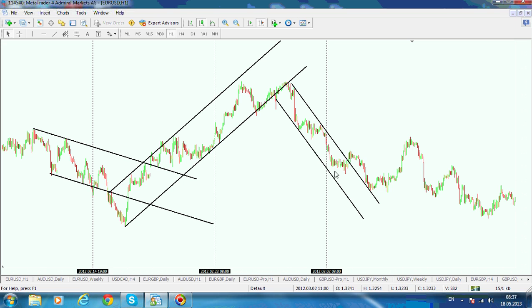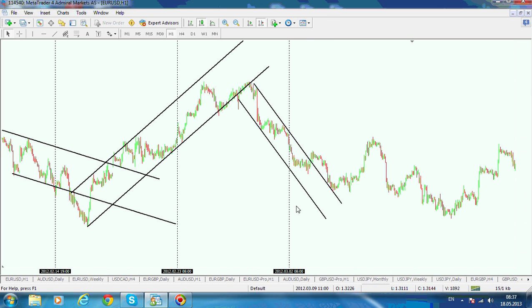Then we break the upper side of the channel, and we test the trend line, and then make a new high. However, we make a new high without having a new swing after the low, so we cannot build a channel like this. So this is the break to the upside, and then we make a new low compared with this one.